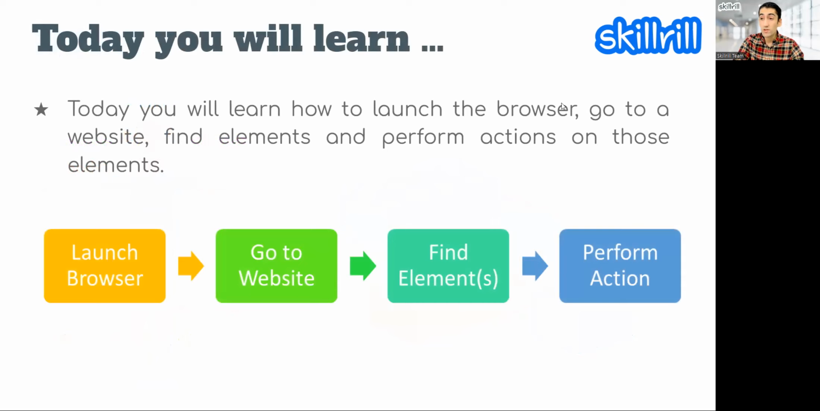So what are we going to do today? What are we going to learn, practically? We will launch the browser automatically. We will go to a web page. When we say a website or web page, we're really talking about a specific address. We refer to that as a URL or a web address. And then on that page, we will find the elements.